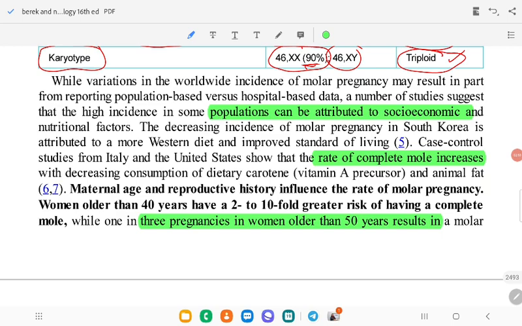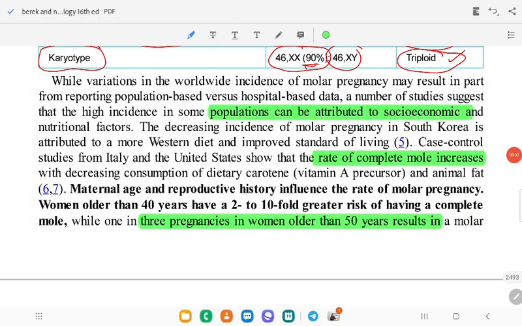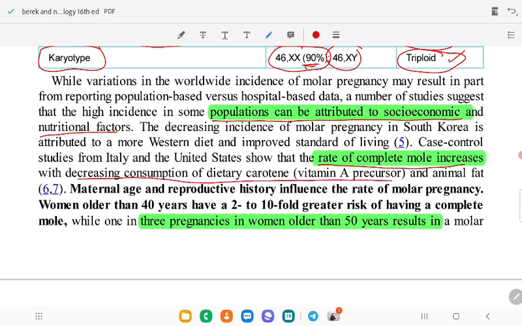Usually this molar pregnancy can be attributed to low socioeconomic and nutritional factors. In case-control studies, the rate of complete mole increases with decreased consumption of dietary carotene, a vitamin A precursor, and animal fat. Maternal age and reproductive history influence the rate of molar pregnancy. Women older than 40 years have a 10-fold increased risk for complete mole, which is 1 in 3 pregnancies in women older than 50 years.